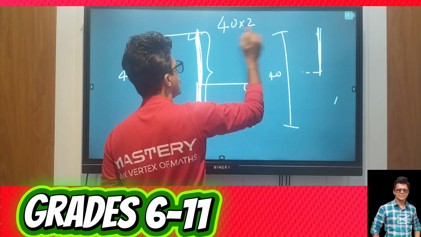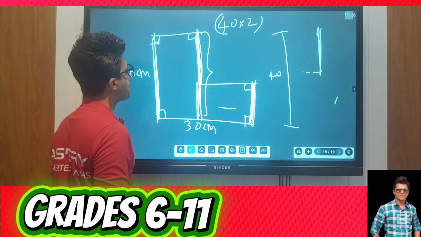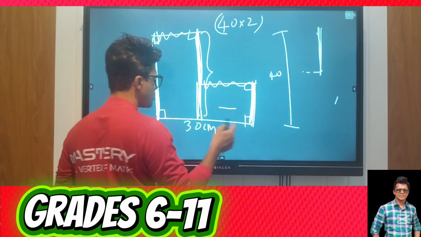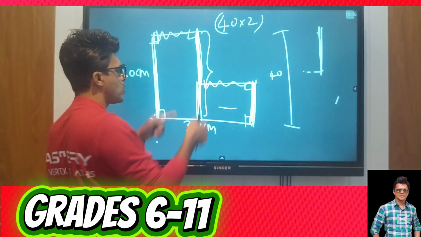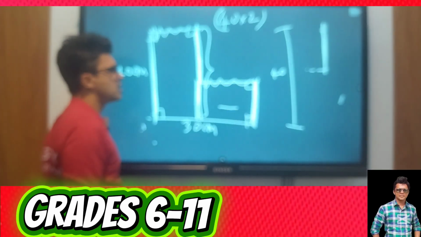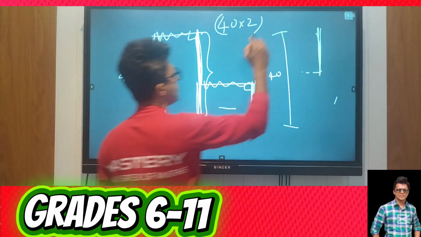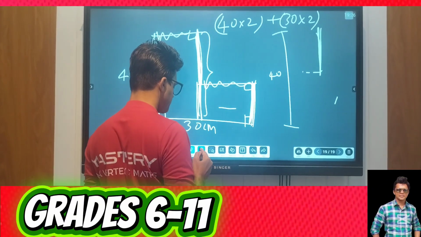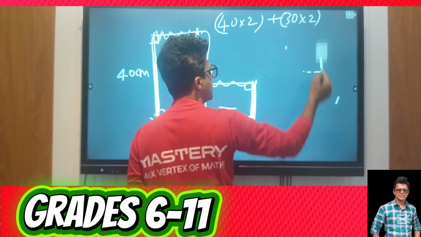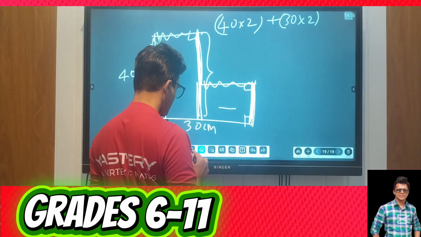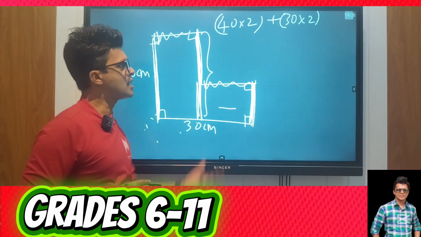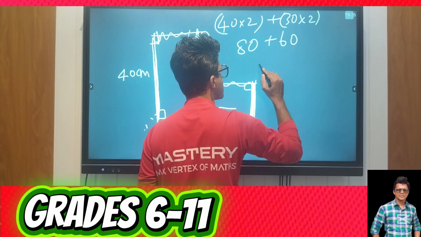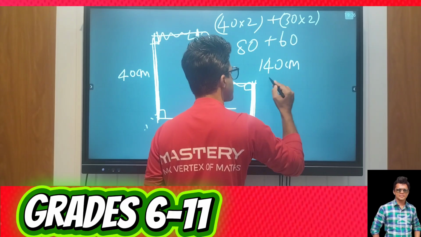Then 40 times 2. And the same thing happens here as well. This segment and this segment equals 30. When you add these two parts, it equals 30. Then 30 times 2. So the perimeter of this diagram can be taken as 40 times 2 and 30 times 2. 40 times 2 is 80, 30 times 2 is 60. 80 plus 60 is 140. So the perimeter is 140 cm.